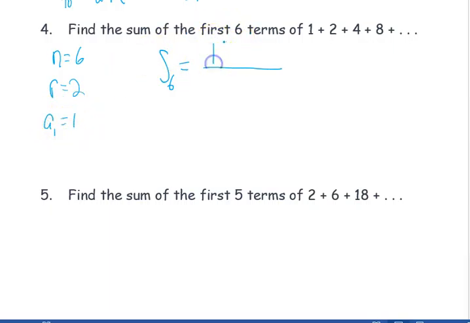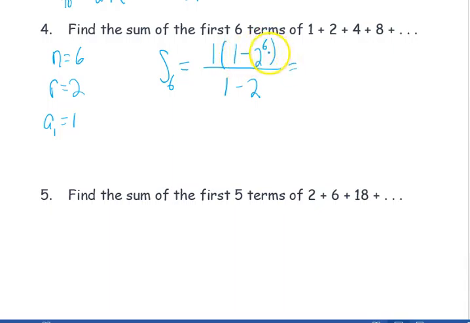My first term times 1 minus r to the n, which is 6, over 1 minus r. Again, you want to make sure you work out the inside of the parentheses. Sometimes the first number is not 1. Obviously, multiplying by 1 is not going to change anything, but if it was a 4 or a 5, that would make a difference. Work out the inside of the parentheses first.